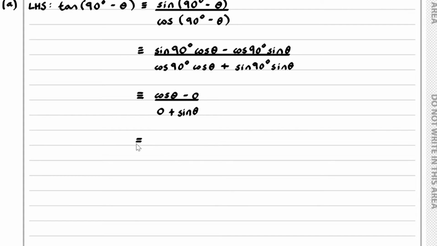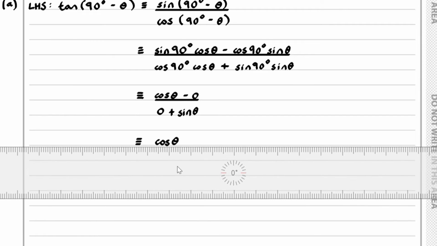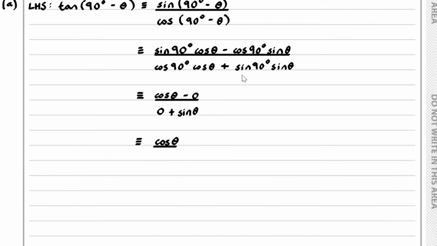In other words, we have cos theta divided by sine theta, which is equivalent to cot theta, and that's exactly what we wanted to show. So the result here is what we have on the right hand side, hence the identity is shown to be true.